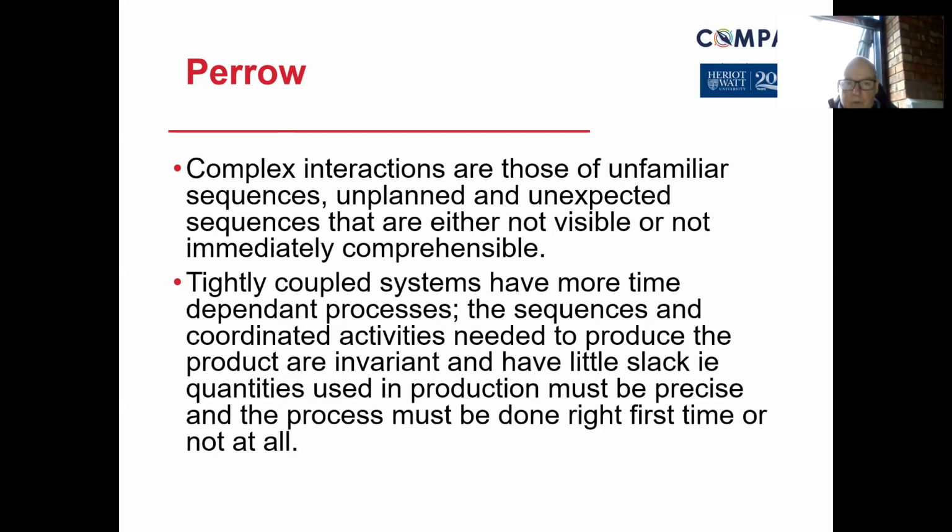So, for example, quantities used in production must be precise and the process must be done right first time or not at all. You get that quite often in manufacturing and process industry now. There's only one way, and we will always do it that way, so that there can't be any misinterpretation. It always happens. But by doing that, you're not taking account of the variables.